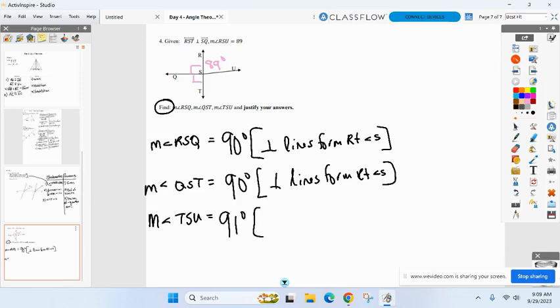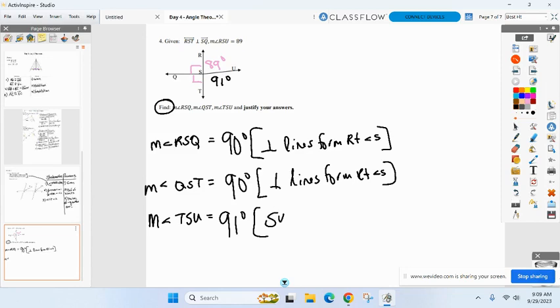Can you back yourself up now? Why? In your own words. How'd you know that was 91? Because RST is 180 degrees. Yep. And 180 minus 89 is 91. So what'd you know about these two angles then? I want you to start using vocab now. If they added up to 180, they were supplementary. Good.